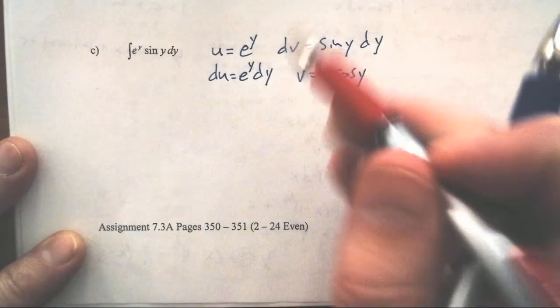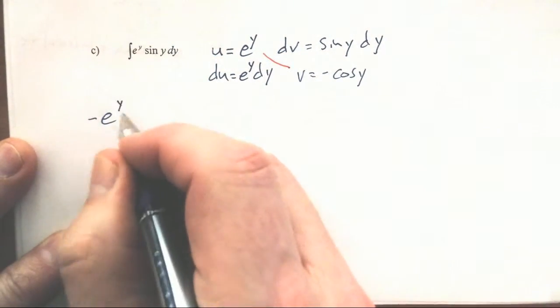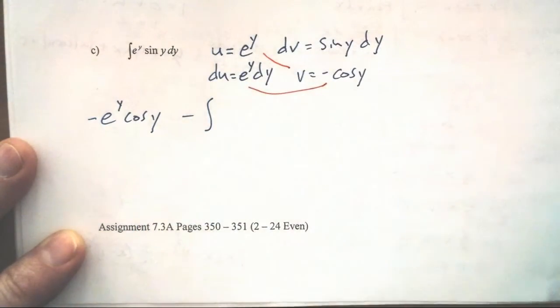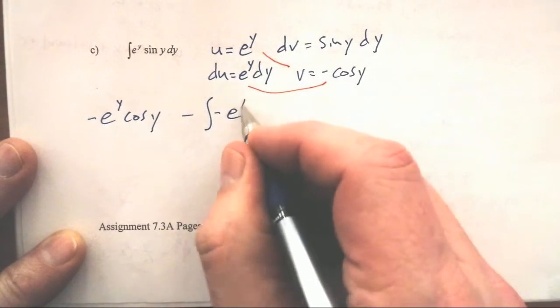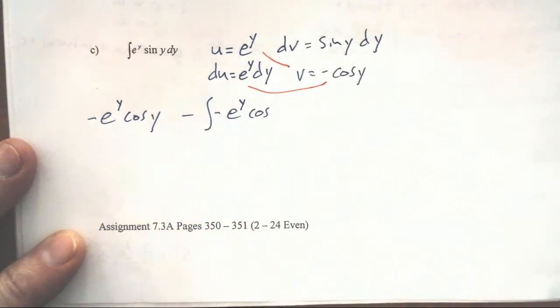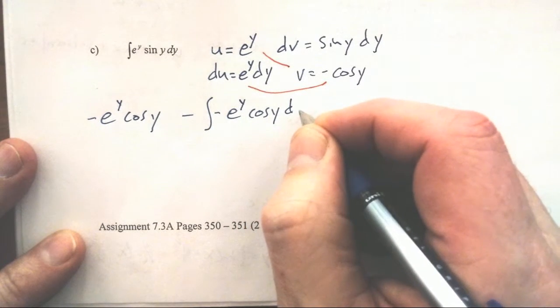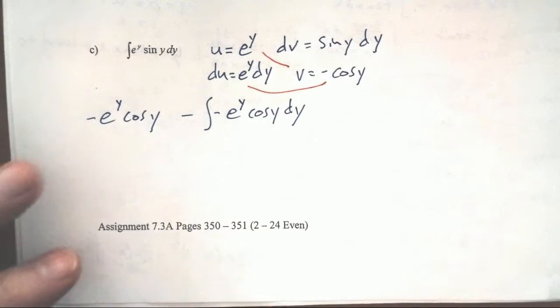I've got u times v, so I've got a negative e to the y cosine y minus the integral of v du, that is negative, I'm going to put the e to the y next, cosine y dy. And I think I see where we're going with this. This is one of those little challenge problems where we just keep going and hope something good happens for us. You'll see what I'm talking about there.